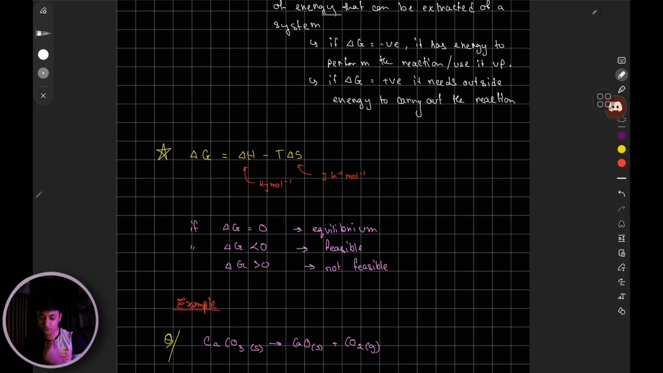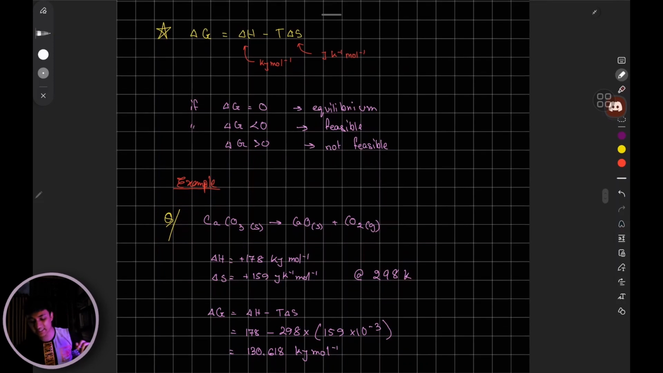So yeah, when the change in Gibbs free energy is 0, it's equilibrium, nothing happens. When the change in Gibbs free energy is negative, the reaction is feasible. The reaction is likely to take place. When the change in Gibbs free energy is positive, the reaction won't take place, right? These are the three cases.